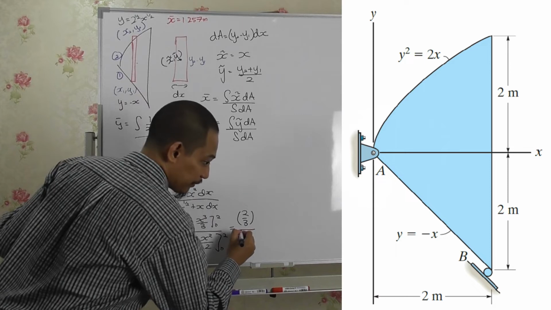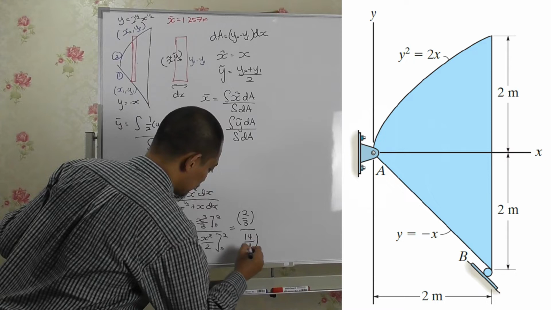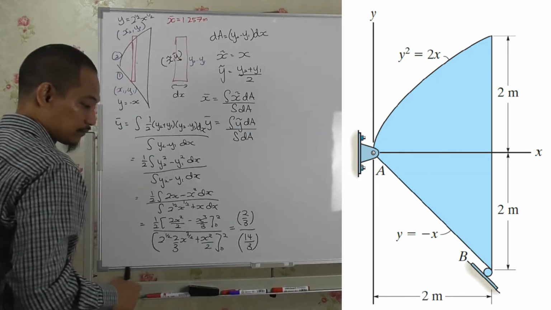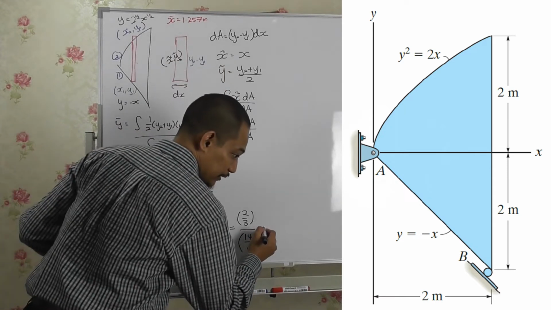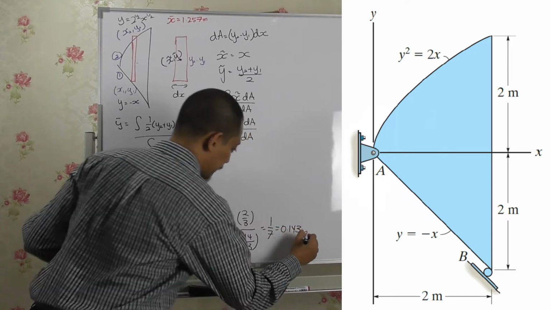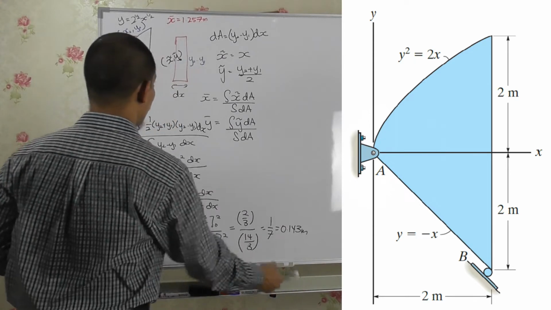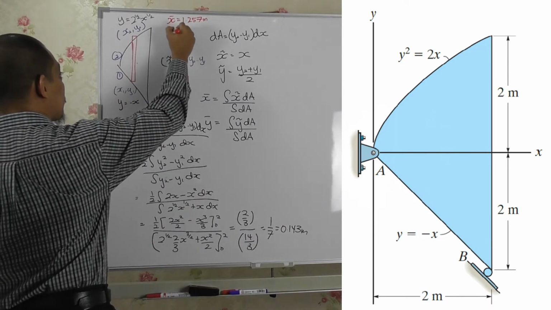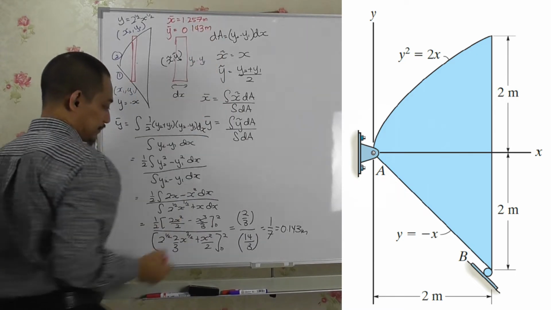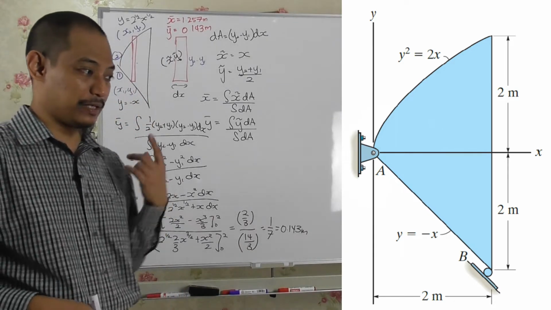2/3 divided by 14/3, and then you get 1/7, or 0.143 meter. So from that calculation, basically y bar is 0.143 meter. So that actually answers the first part A.